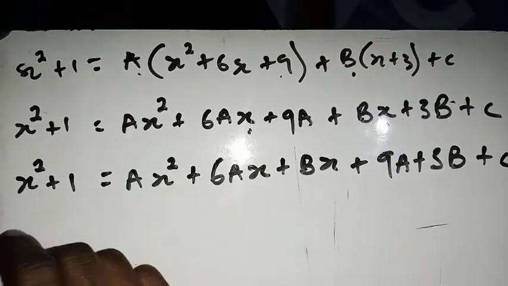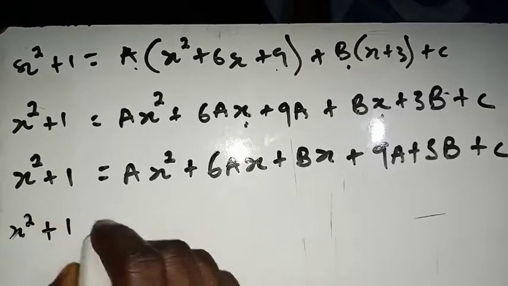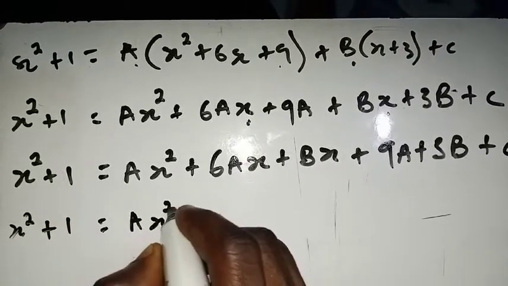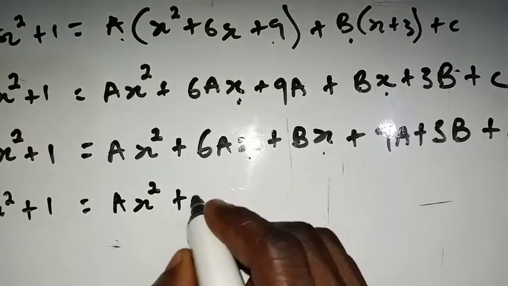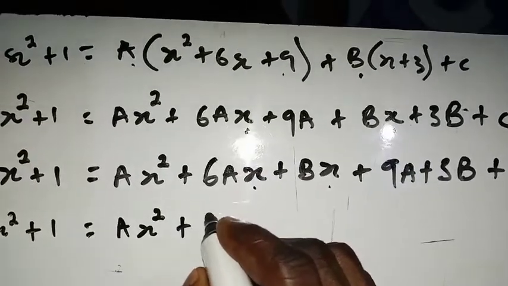Let's group these two terms. So you have s squared plus 1 equal to a s squared. We are not doing anything to this one, but here we can see the x, so that means that we can factor out. That's what I'm calling the grouping.